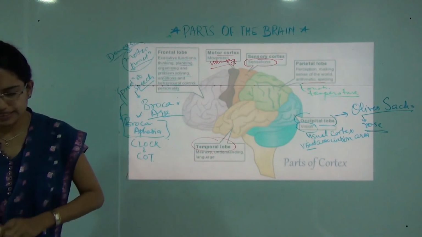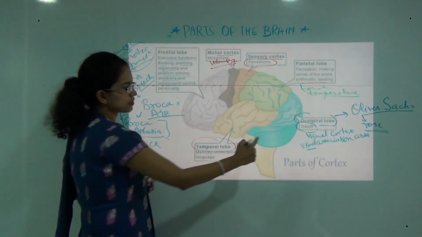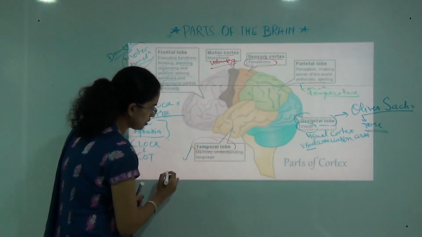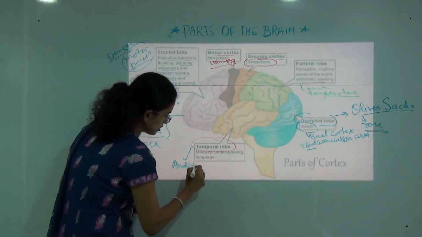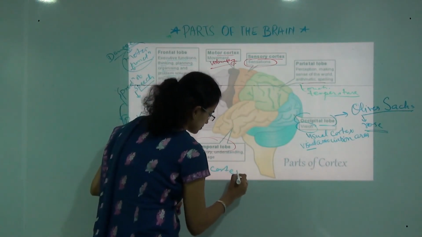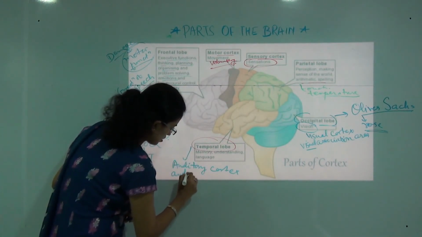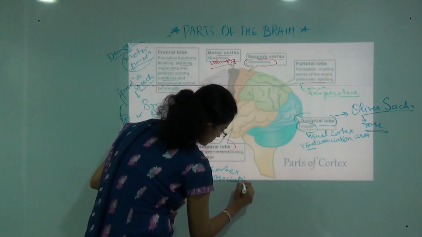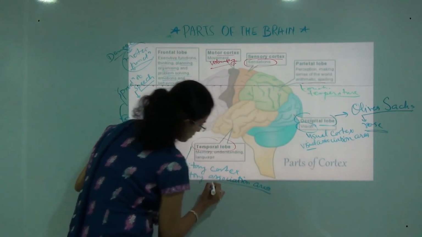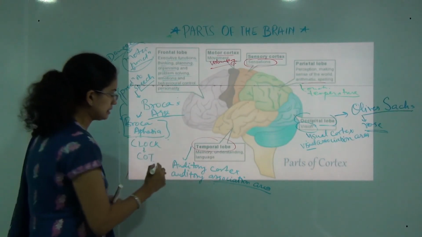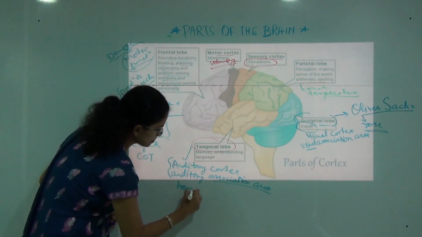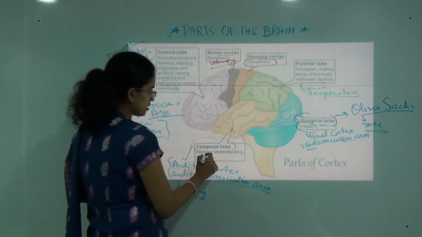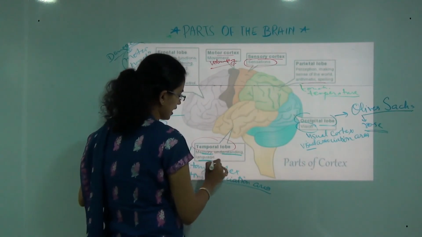The last here is the temporal lobe. The temporal lobe basically deals with two parts, as we have the visual cortex and visual association area here, and in the temporal lobe you have the auditory cortex and the auditory association area. So this temporal lobe basically deals with hearing activities, or what you can hear. Besides that, it also deals with memory, understanding and language.